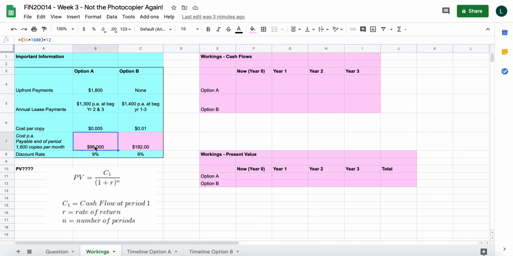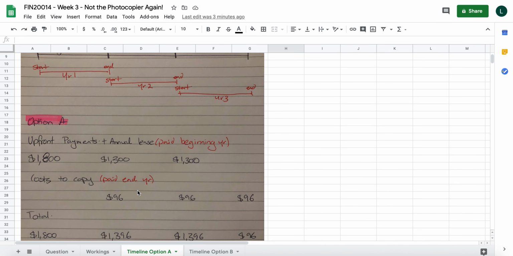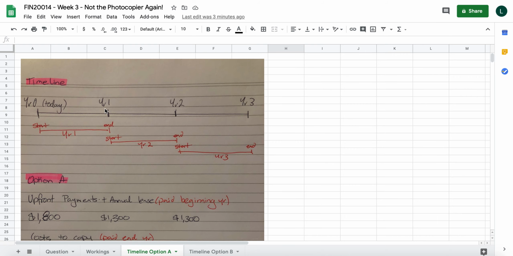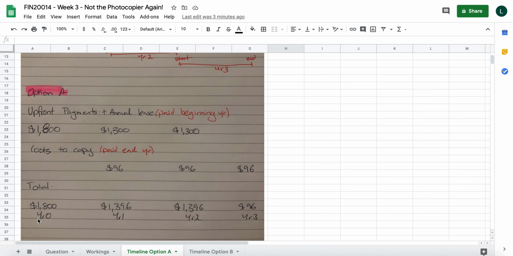Our other cost is our cost payable for photocopying, and that is actually paid, if we jump back to the question, at the end of the year. So we jump back into here, my timeline, year 1, year 2, year 3, because it's a 3-year lease, it's paid at the end, and that's how I put it in the timeline. So if we add those up, here is our timeline, and here are our figures of our costs per year and when they are paid. So that's super important to understand in order to calculate the PV.